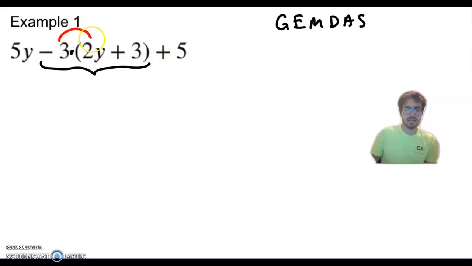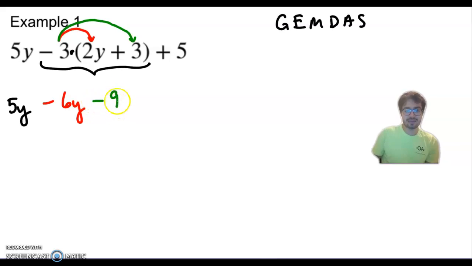So I'm going to distribute the -3 to the 2y, and then I'm going to distribute the -3 to the 3. So I'll write everything. I have my 5y. I'm going to bring it down. I have -3 times 2y. That's -6y. Then I have -3 times 3. That's -9 plus 5.